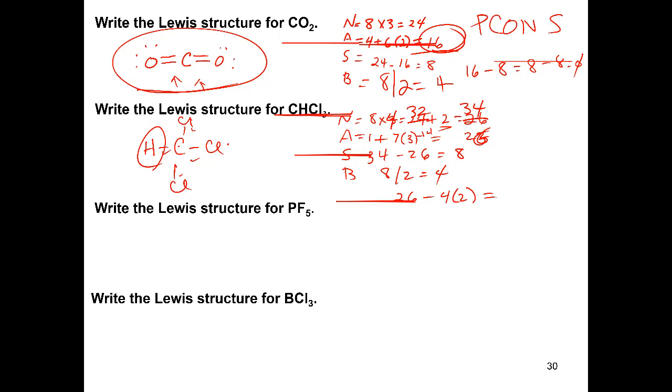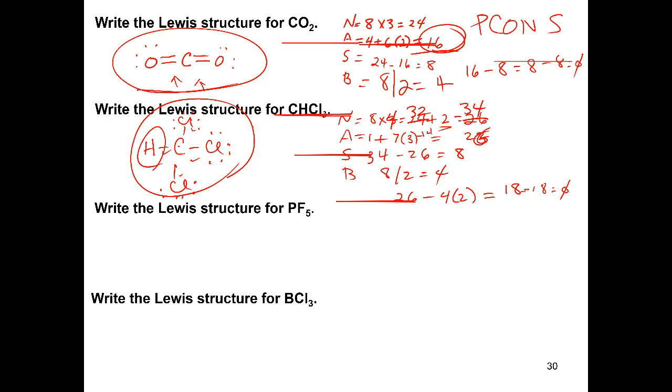So 26 minus 8 is 18. All right, I'm mathematically challenged. So I've got 18 left. So let's see how many I need on these outer chlorines. 1, 2, 3, 4, 5, 6, 7, 8, 9, 10, 11, 12, 13, 14, 15, 16, 17, 18. Yay. So 18 minus 18 is 0. And so that is my structure. See how this is going? All right, and again, if you'll practice this, it starts to really make a lot of sense.